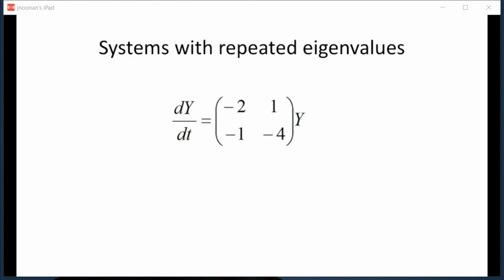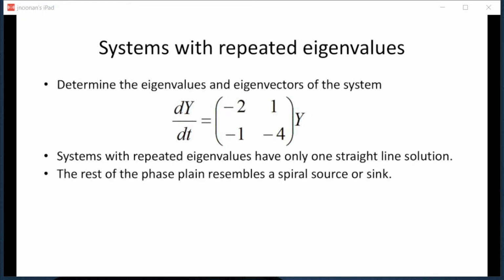So let's first of all take a look at a situation with repeated eigenvalues. You might say, what are the eigenvalues for this thing? Well, we can do this, I'm confident. The issue here, though, is that if you have repeated eigenvalues, you have only one straight line solution. You remember that diagram I showed you with all those little arrows? There were 2 different directions that the lines went off in. Well, with a repeated eigenvalue, you only get one such vector, one place where you're going straight line. Everything else is going to be a spiral, source, or sink. You can ignore that.